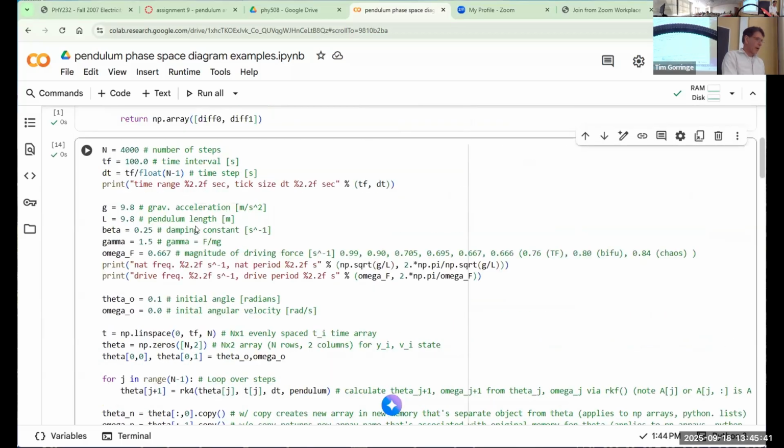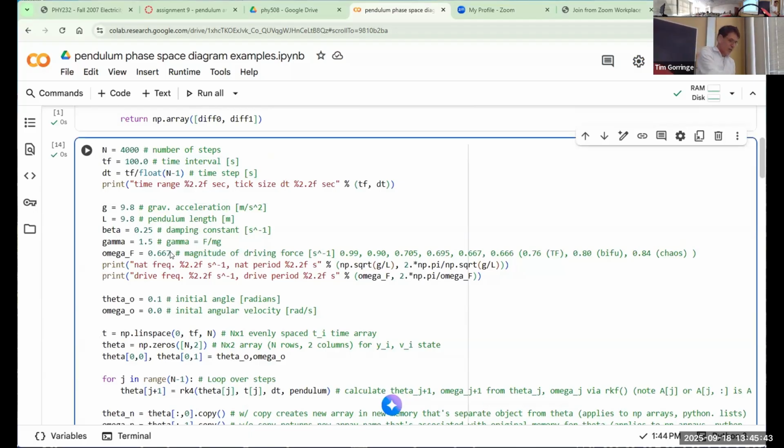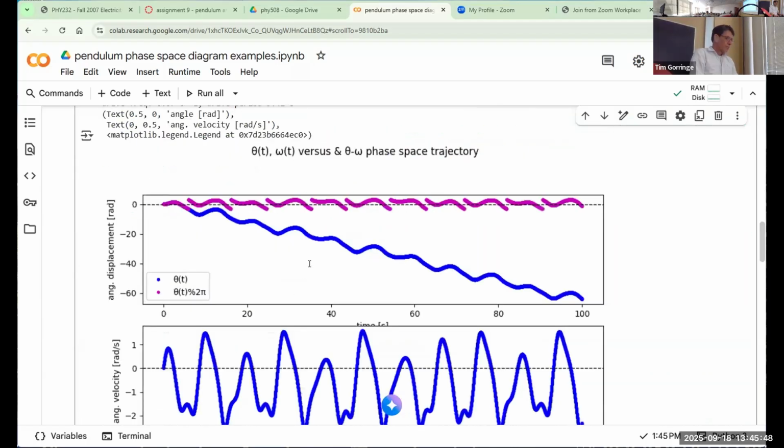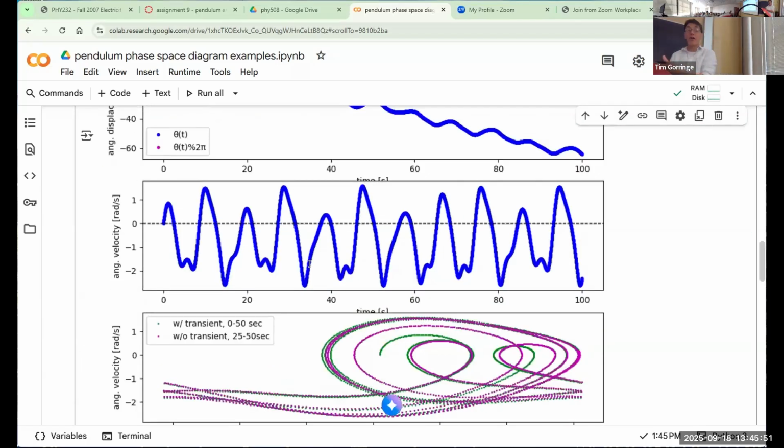So if I go back up here and change this to 0.668, this is also chaotic, but it is actually not the same pattern at all that we saw in the previous one, with a driving frequency of 0.667. So we're in the world of chaos here. The phase space has given us nice access to picturing bifurcation and chaos.